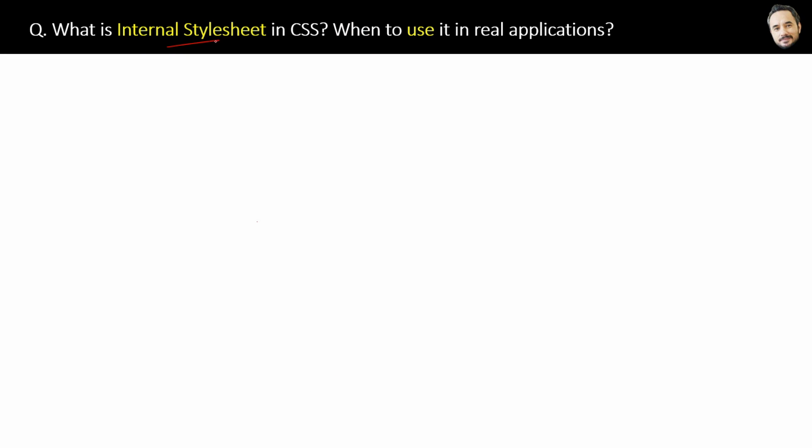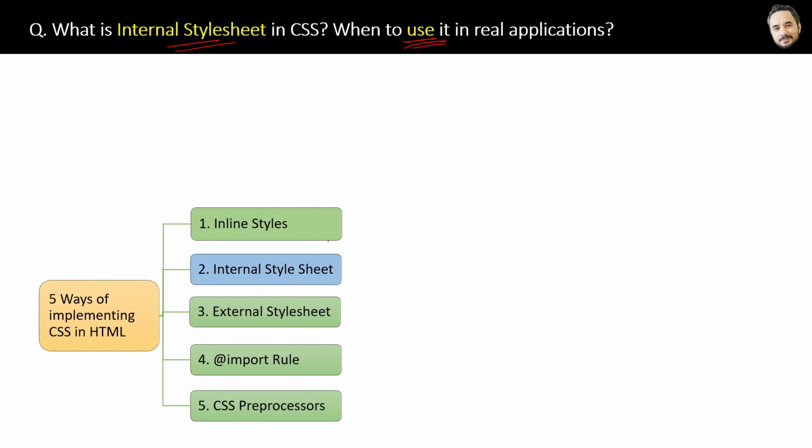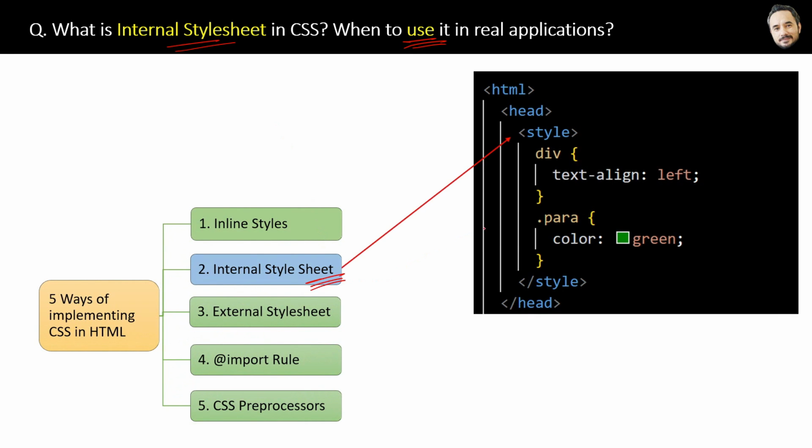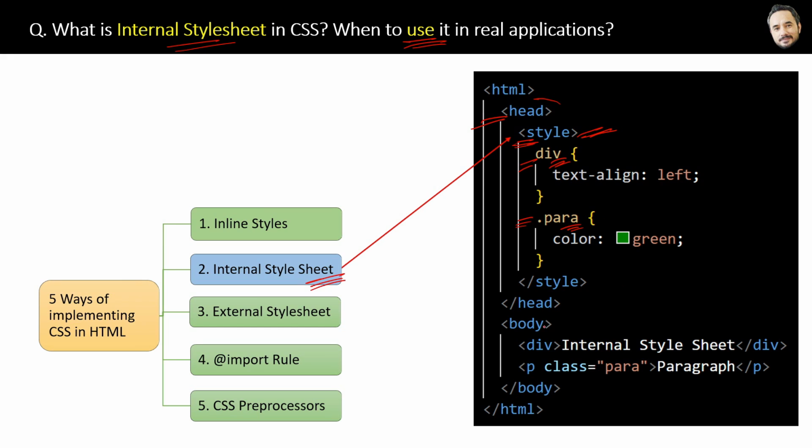What is an internal style sheet in HTML? When to use it in a real application? Again, very simple. Here are the 5 ways. The second way is through an internal style sheet, and this is the way to implement it in your code. Here we will place the style element inside the head section, and inside it we can set the style properties, right? Here div represents the tag name, and .para with a dot represents the class name. So once the style is set, then this is the way to implement the style in the HTML elements.